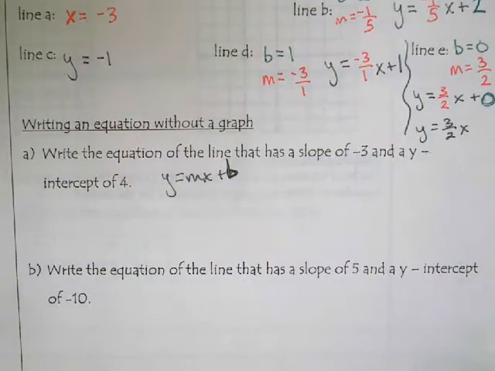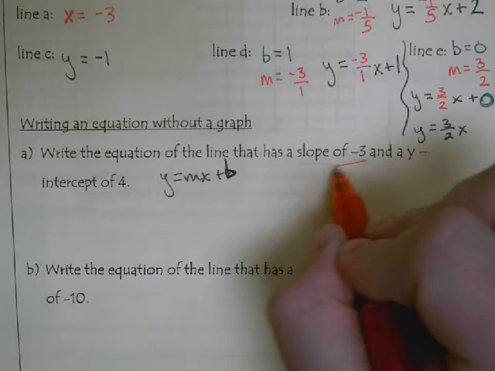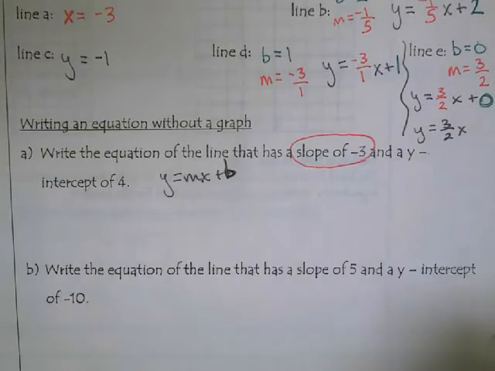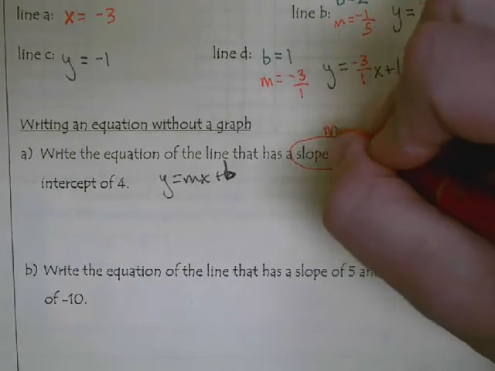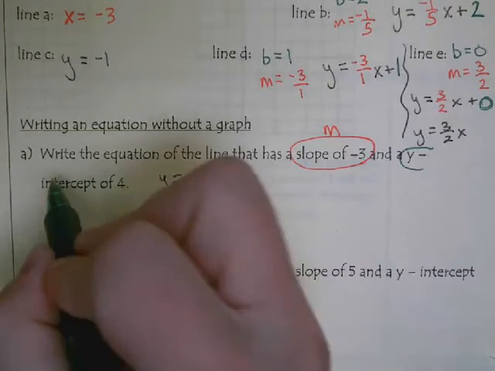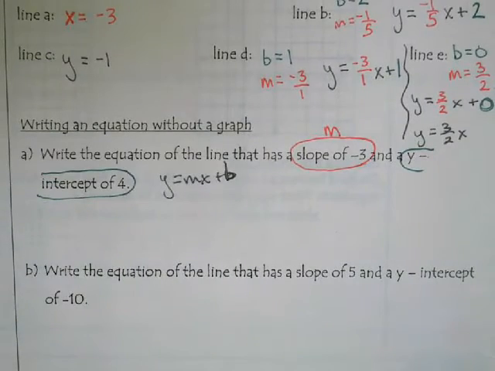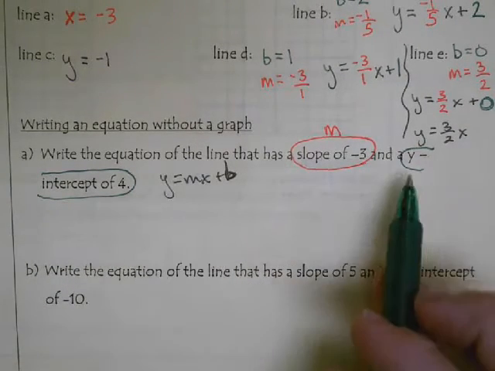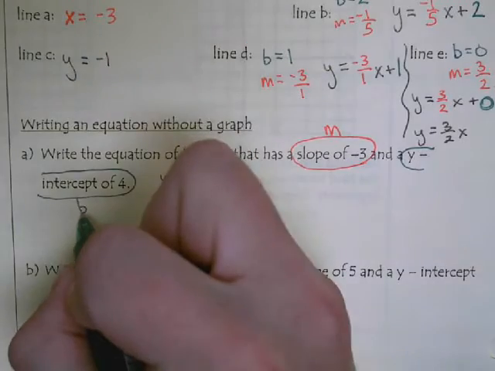So we're given the words: write the equation of a line that has a slope of -3. Slope, which letter is slope? M or B? This will be our M. And then we have a y-intercept of 4. When it's a y-intercept, is that our M or B? This will be our B.